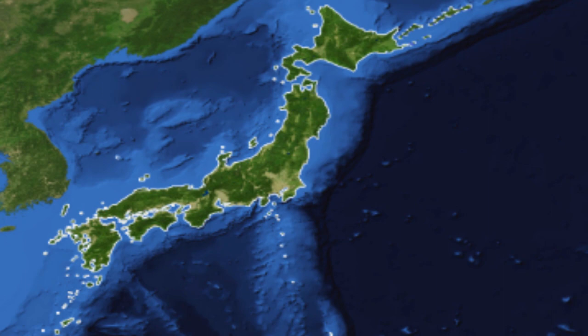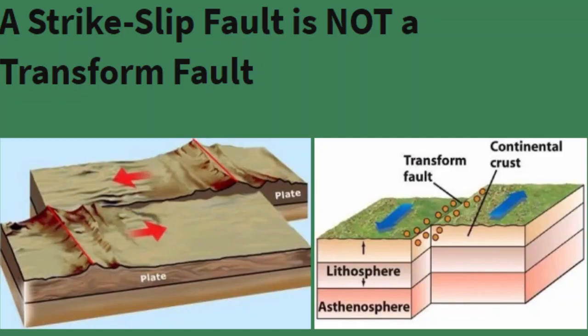Natural processes. Okay. The other one that we need to talk about is the transform plate boundaries. When two plates move past one another. So when two plates move past one another, the other one going a different direction, but they move side by side.